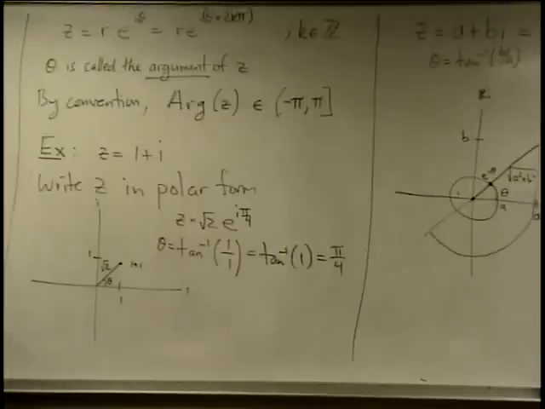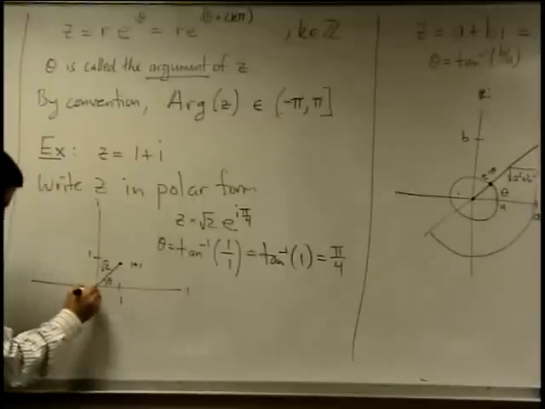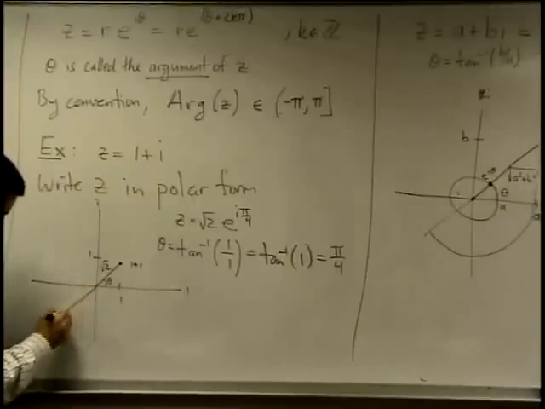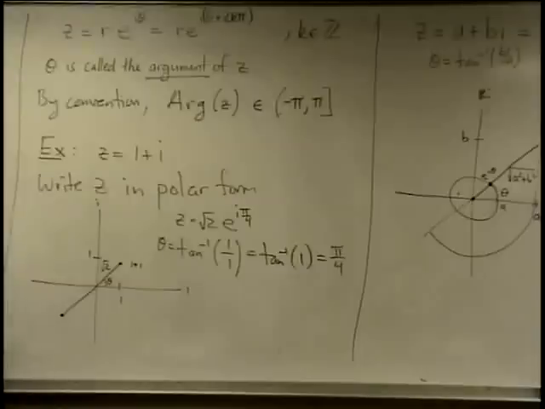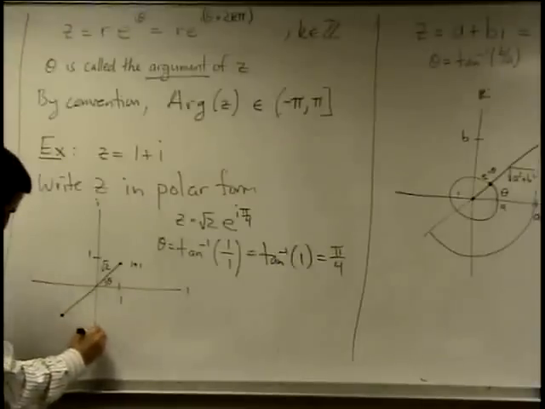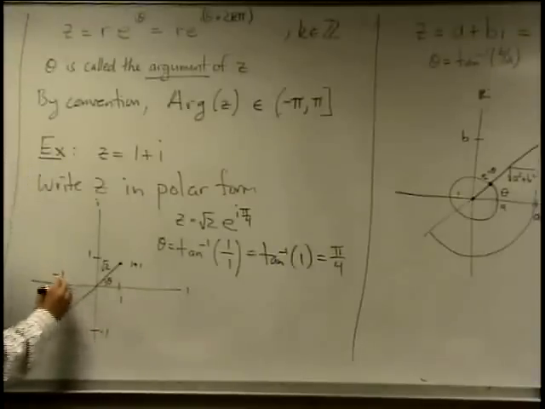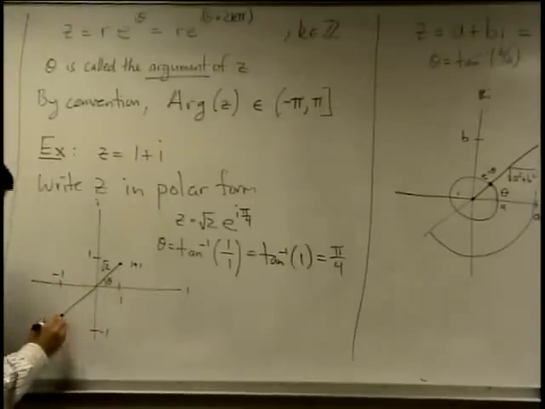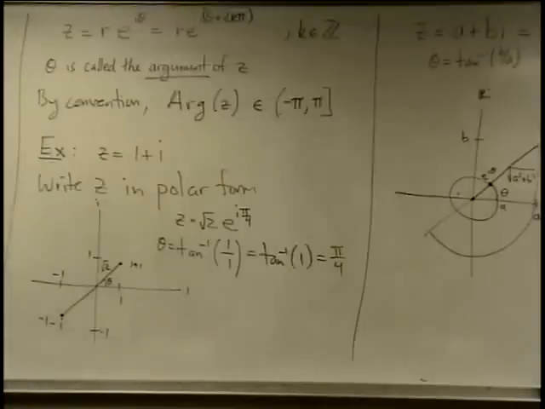Now, if I went the other direction, down here, say these are now minus 1, minus 1, right? So this is minus 1 minus i. Okay, it's a bad picture because it looks longer, but pictures are misleading.